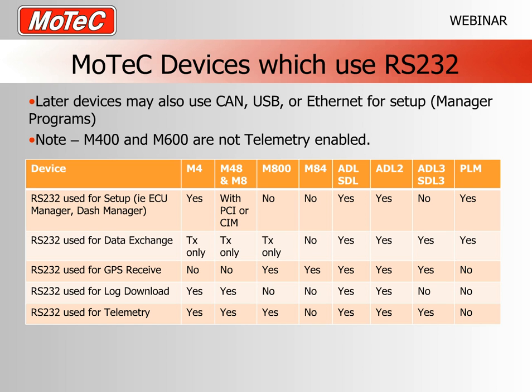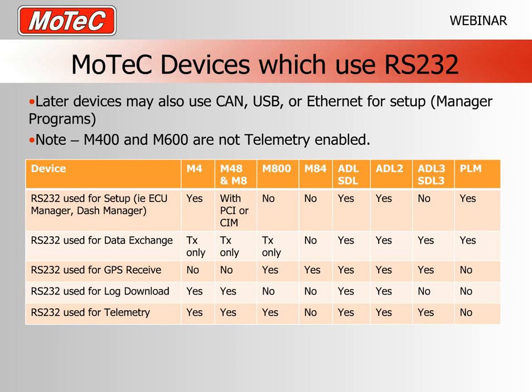M48s and some M4s require one of our PCI cables, which is basically a voltage converter. If you look back to the screen where I showed the signal levels, the RS232 signal levels are reverse voltages in a sense, and so we need a PCI adapter for some of our earlier ECUs to produce those voltage levels. Okay, so in other words, to do your setup work on an M4, M48, M8, you must have RS232.